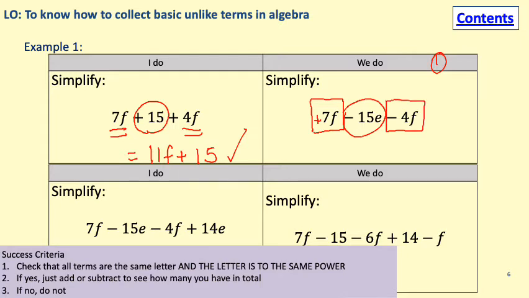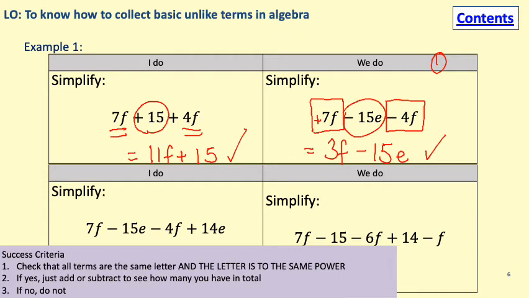So let's deal with the rectangles first. We've got positive 7, subtract 4, so that's going to give us positive 3f. And then the negative 15e has nothing to be added or subtracted from. So that stays as it is. Give yourselves the mark if you got that right.